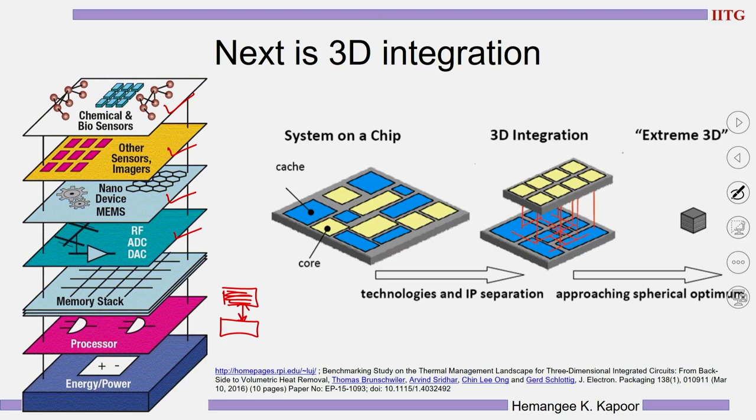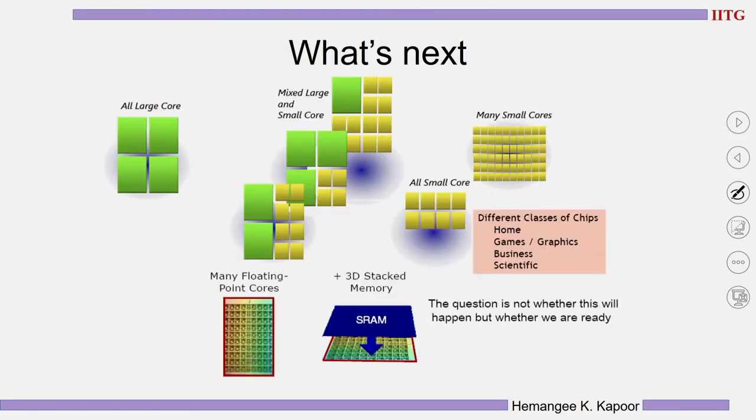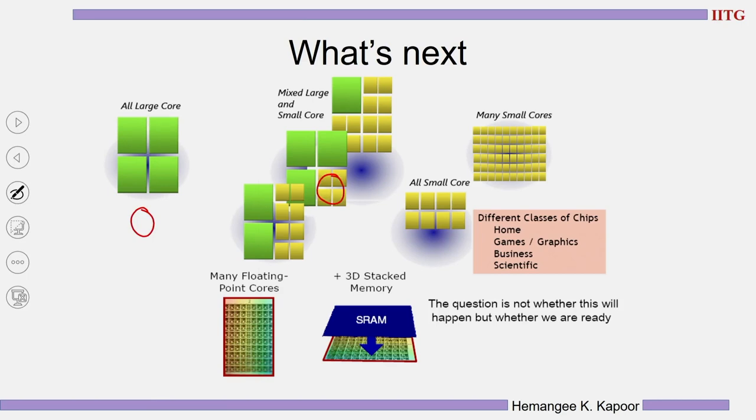This is another picture, a 2D layout of a system on chip translated to a 3D integration. Overall, we have multi-cores, so we can have several large cores. We can make a heterogeneous system where some big and some small cores are there. So these are all heterogeneous examples. We can have several small cores. An example could be a GPU or even tinier accelerator systems. Then we can have several floating point cores, then 3D stack memory.